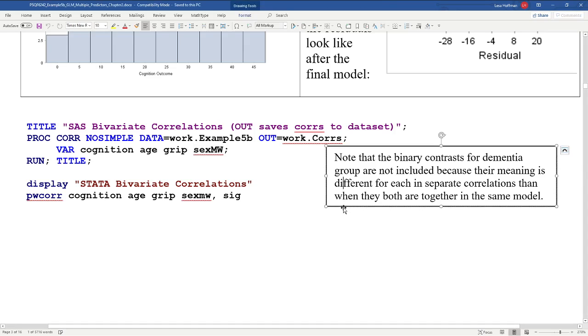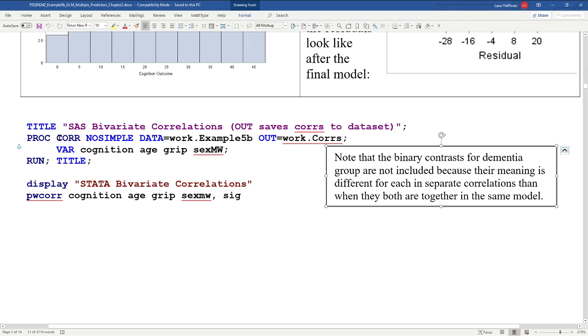So I have a note here that we're not going to be looking at that because the meaning of the dementia group contrasts doesn't hold when they're considered in isolation. They have to be considered together for them to actually represent the group differences that they were created to produce. So we're not going to look at dementia as part of our bivariate analysis here.